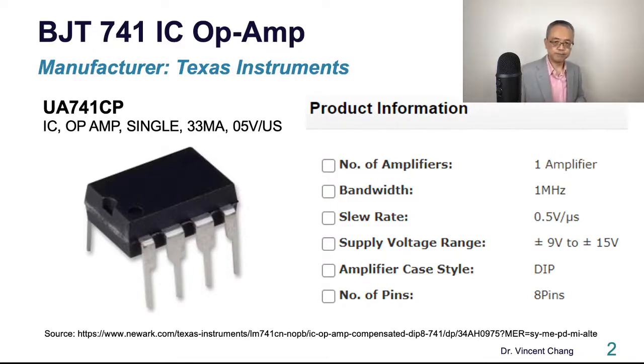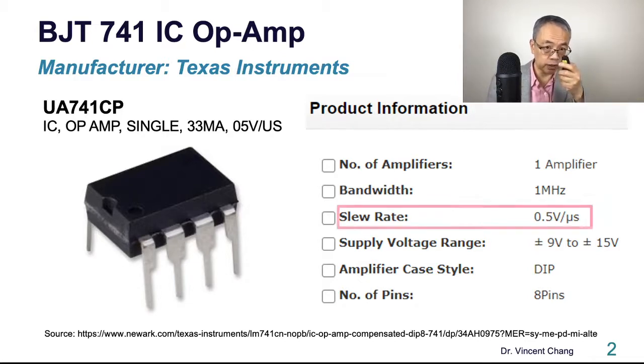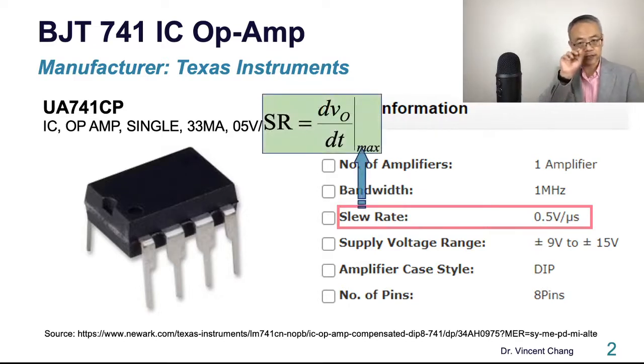This is the big picture, okay? In the product information, I explained the bandwidth and the supply voltage range. Now in the middle, there's a slew rate: 0.5 volt per microsecond. First, the typical dimension is volt per microsecond, not per millisecond or per second.